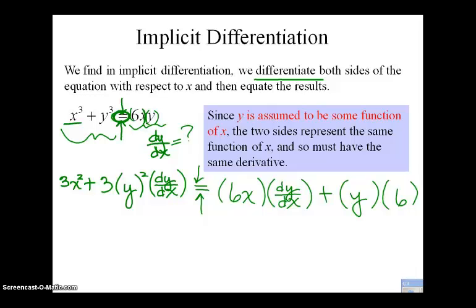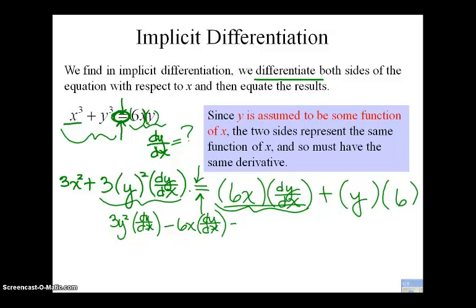So the next thing I want you to do is anything that has a dy dx in it, I want you to correctly algebraically put it on the left side of the equal sign. So I have 3y squared times dy dx. That gets to stay on the left-hand side of the equal sign. I need to subtract this, so minus 6x times dy dx. And anything that does not have a dy dx in it, I want on the right-hand side of the equal sign. So I have to subtract this to get it on the right-hand side of my equal sign. This is already over on the side where I need it.